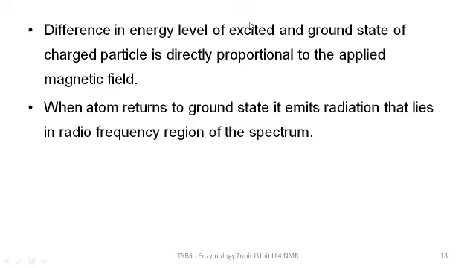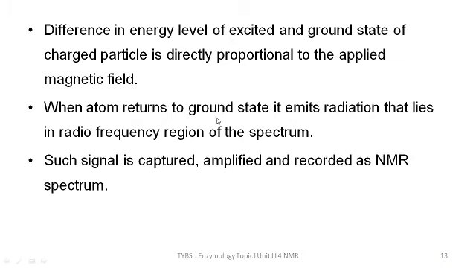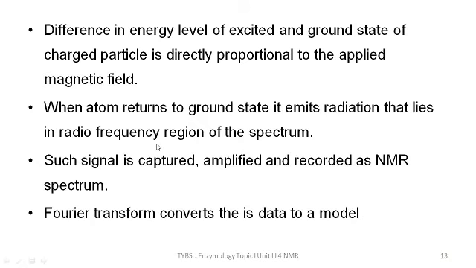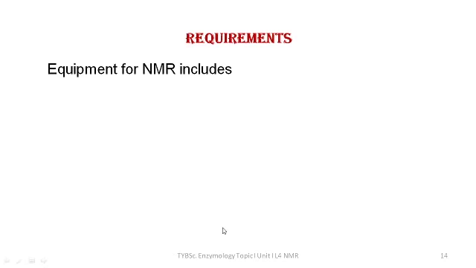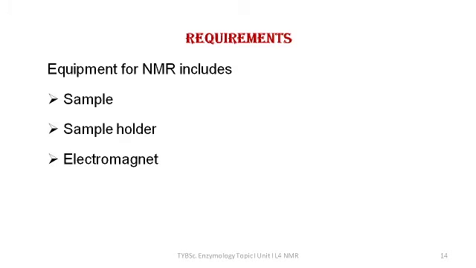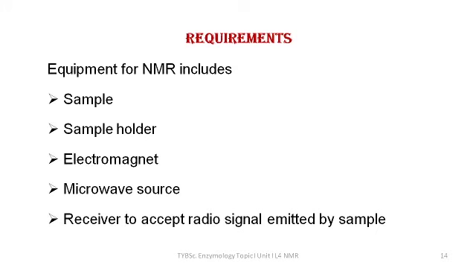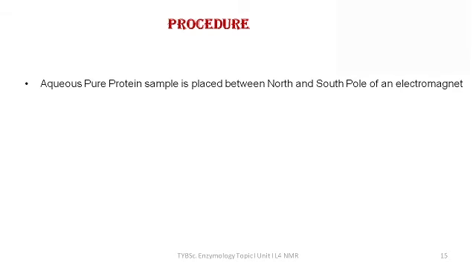So this atom, when it is in the excited state, when it returns to the ground state, emits radiations that lie in the radio frequency region of the spectrum. Such signals are captured, amplified and recorded as an NMR spectrum. The Fourier transform then converts it to a model. The equipment for NMR includes the sample holder, electromagnet, microwave source, and a receiver to accept the radio signals that are emitted by the sample.